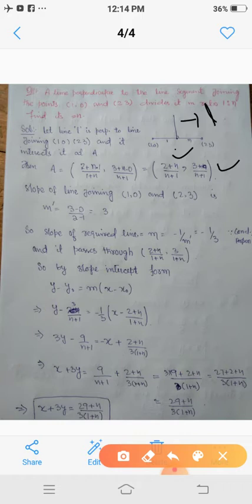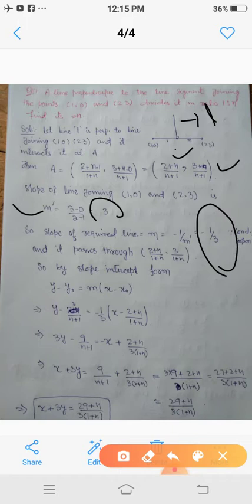Now the slope of this line segment (1, 0) and (2, 3) is given by two-point form, that's m dash equals 3 minus 0 upon 2 minus 1, that is 3. So this m dash is the slope of this line which passes through points (1, 0) and (2, 3). Now L is perpendicular to this line, which implies that by the condition of perpendicularity, the slope of L, which is m, is given by minus 1 upon m dash. So it is simply minus 1 upon 3. Also it passes through this point A, whose coordinates by section formula are (2 plus n) upon (1 plus n) and 3 divided by (1 plus n).